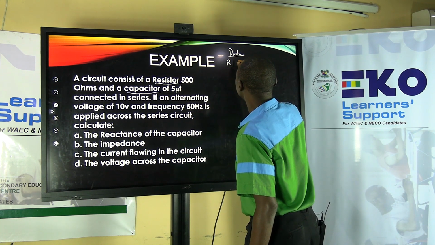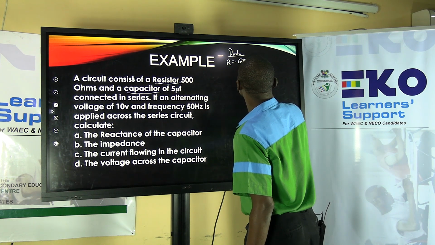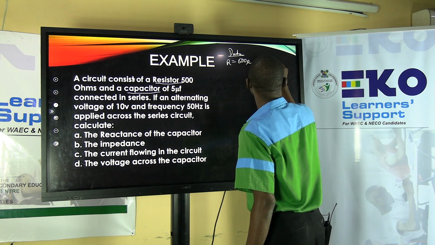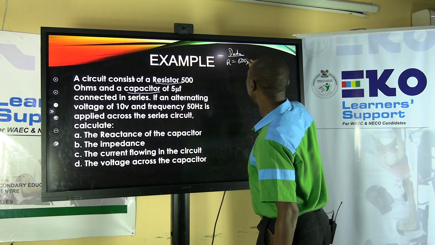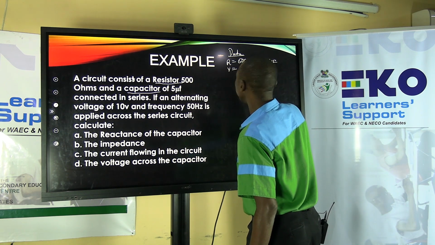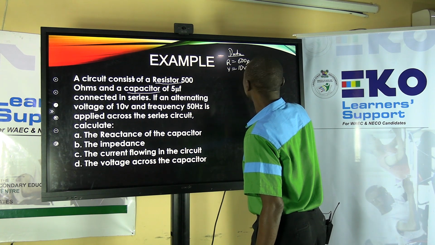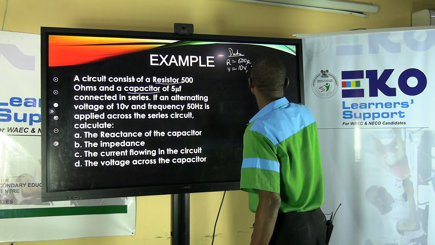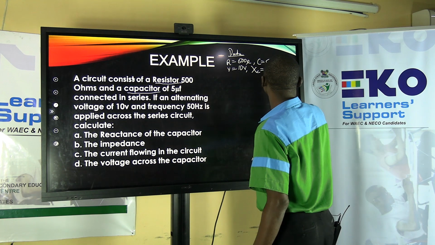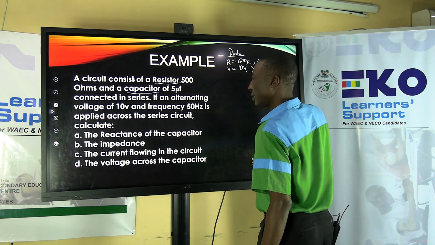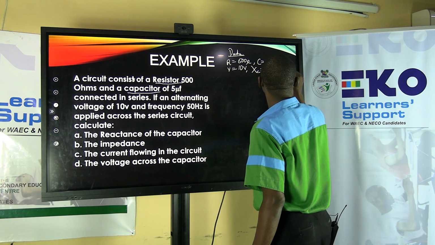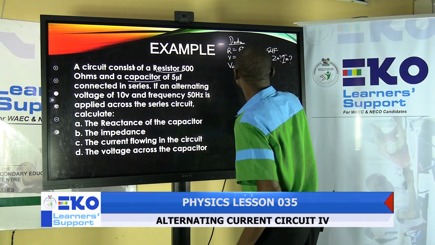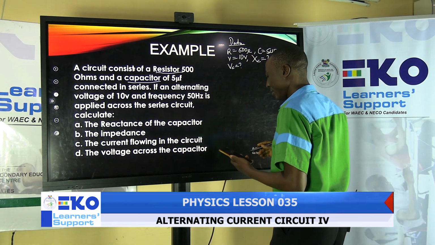We have 500 ohms. We're also given capacitance, 5 microfarad. We're also given voltage, 10 volts. So we are asked to calculate the reactance of the capacitor, similarly the impedance, similarly the current, and the voltage across the capacitor, V subscript C, which is unknown. Let's start.